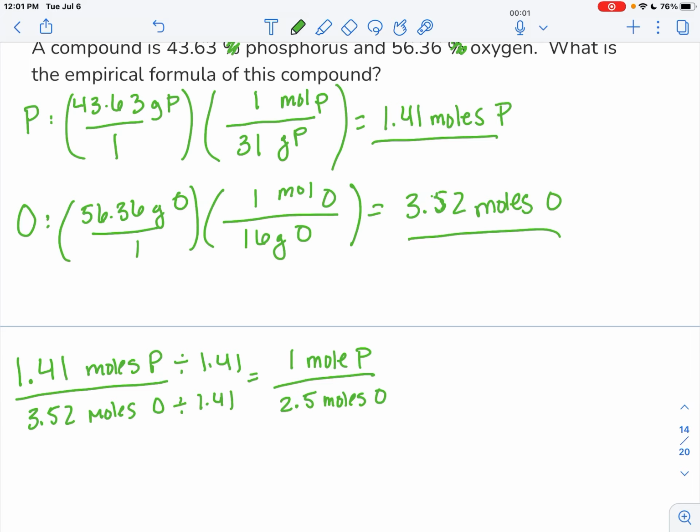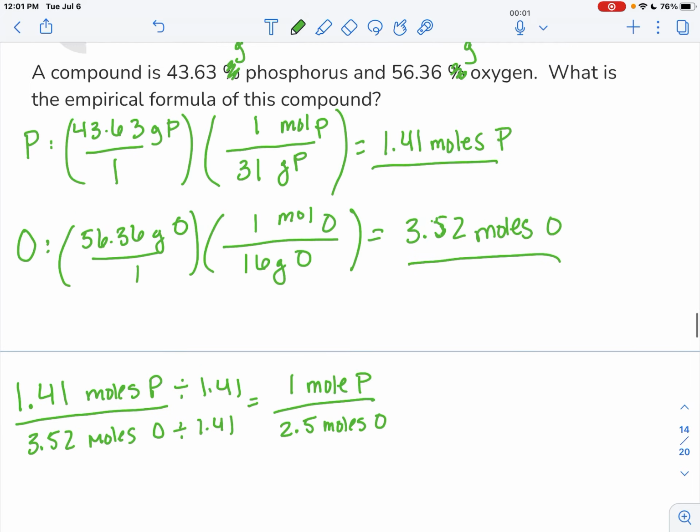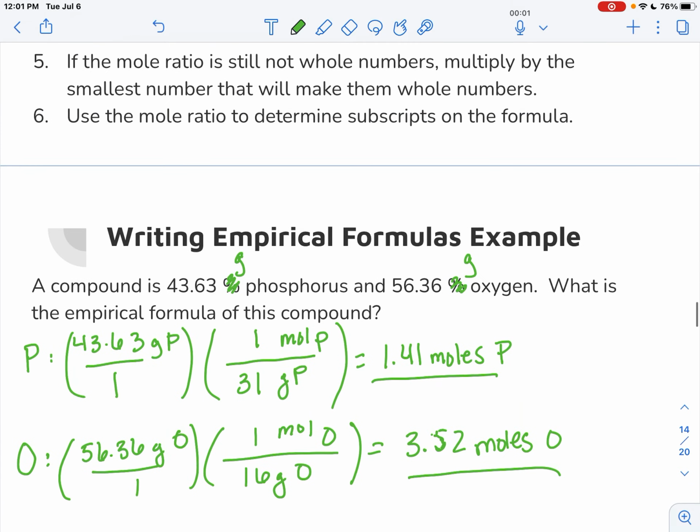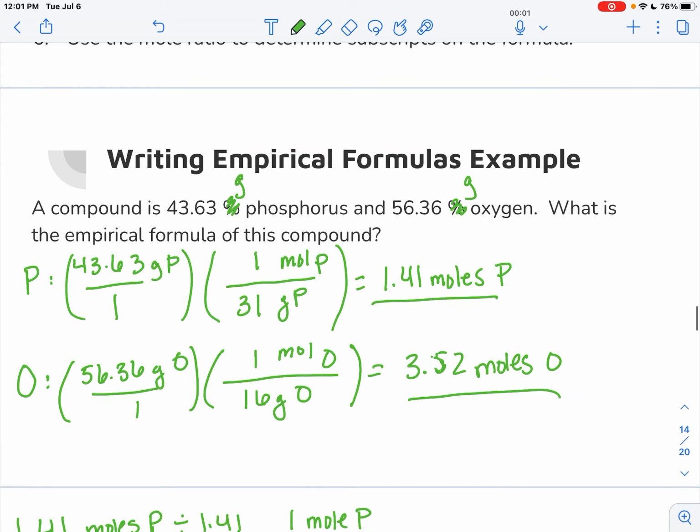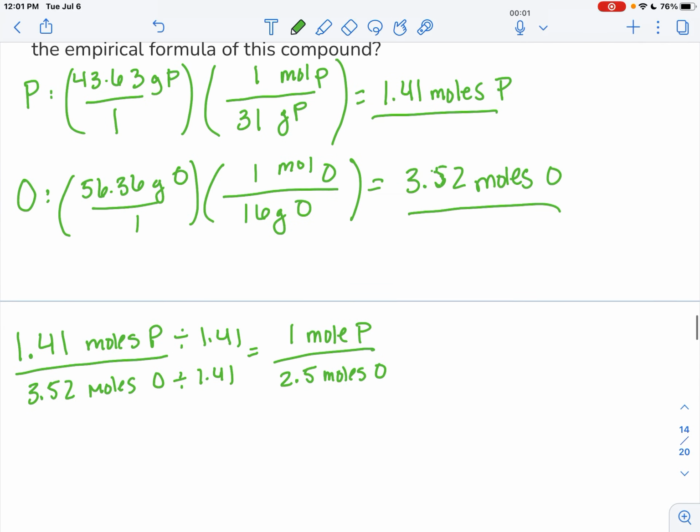Those are still not close enough to a whole number. I mean, obviously the 1 is, but 2.5 is not. So that brings us to step number 5. Step number 5, if the mole ratio is still not whole numbers, multiply by the smallest number that would make them whole numbers. This is usually going to be a 2 or a 3. Sometimes you'll have a 5, but usually a 2 or a 3. So here, if we multiply both of these numbers by 2, we get 2 moles phosphorus and 5 moles oxygen.